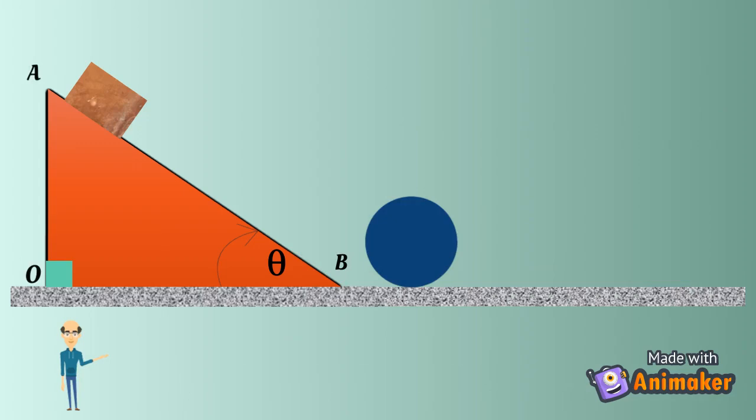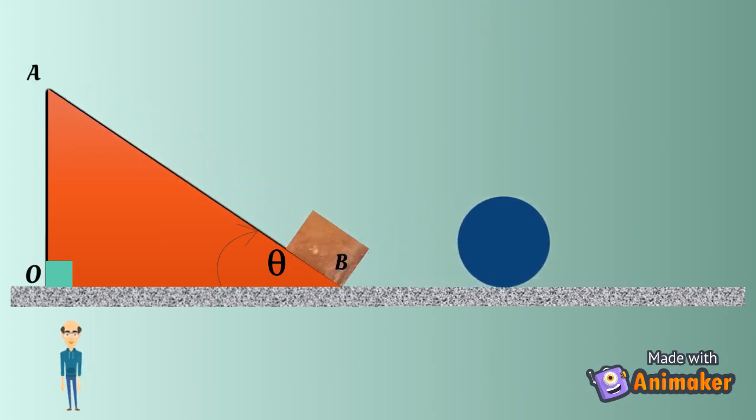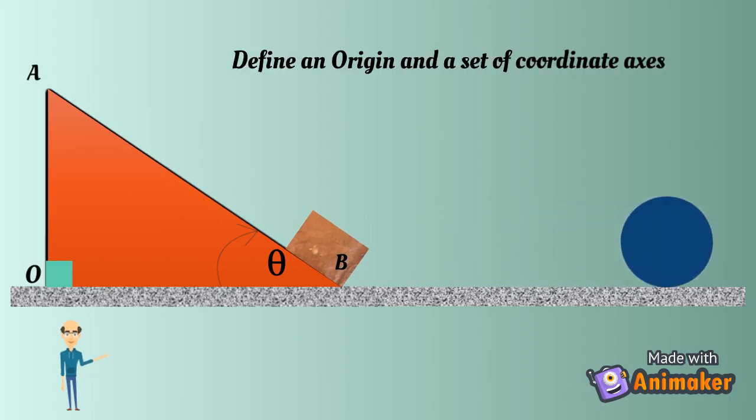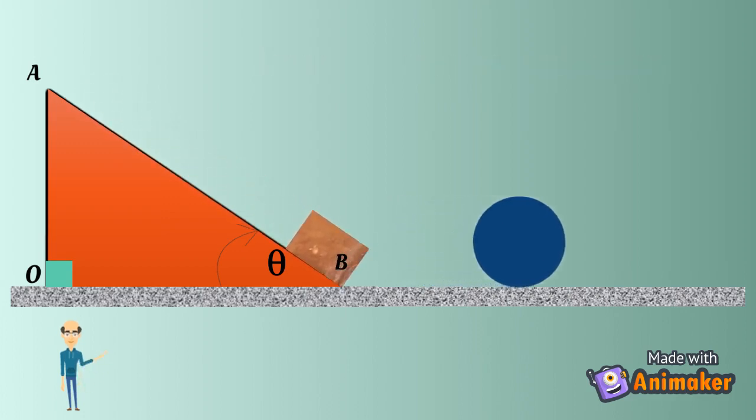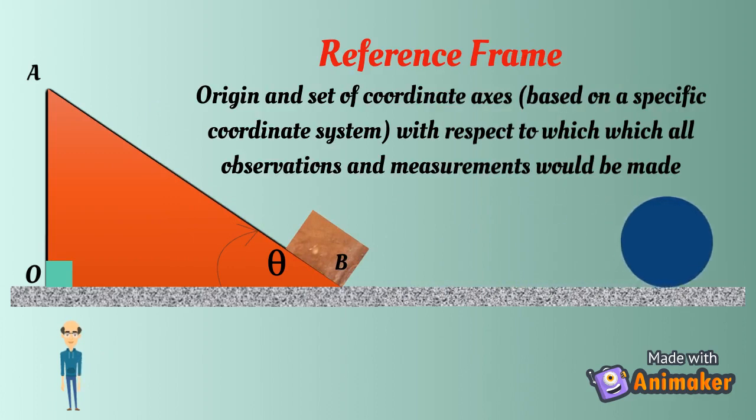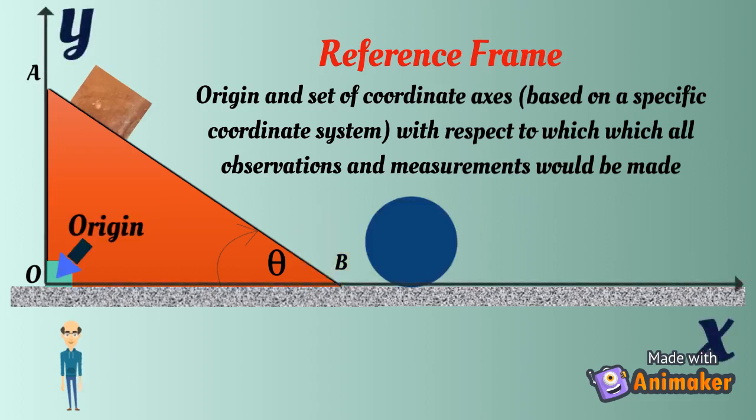A common and very good practice to observe motion and position of objects in physics is to locate an object by defining a reference point, that is, an origin, and a set of coordinate axes, that is, the x, y, and z axis, around the object. Now, these carefully defined origin and coordinate axes, based on which all observations and measurements would be made, are collectively called a reference frame. In this example, we have chosen the point O as the origin and the x and y axis along the horizontal and vertical directions as shown.